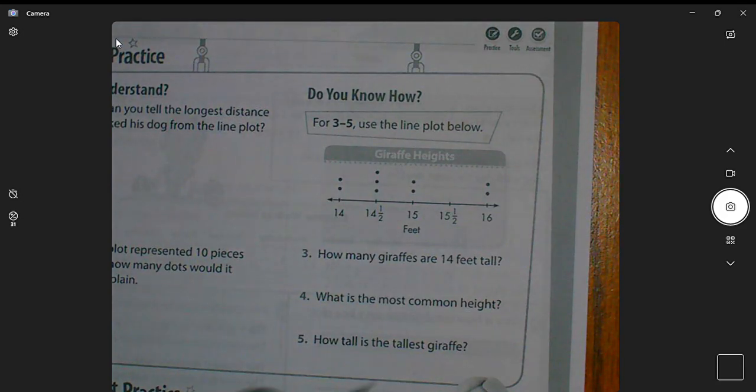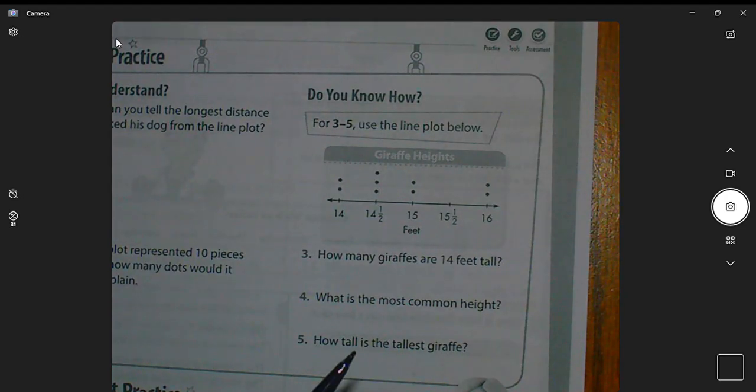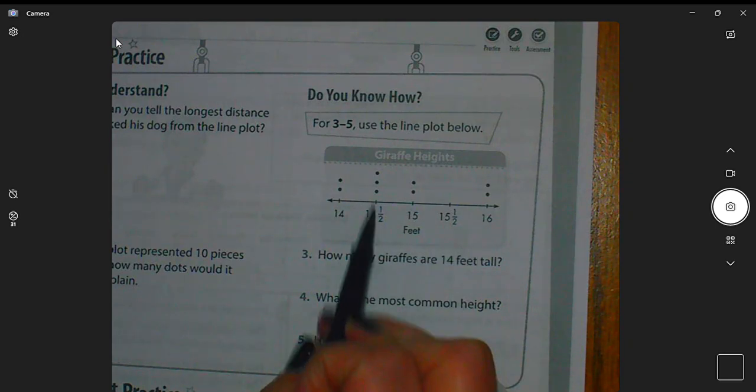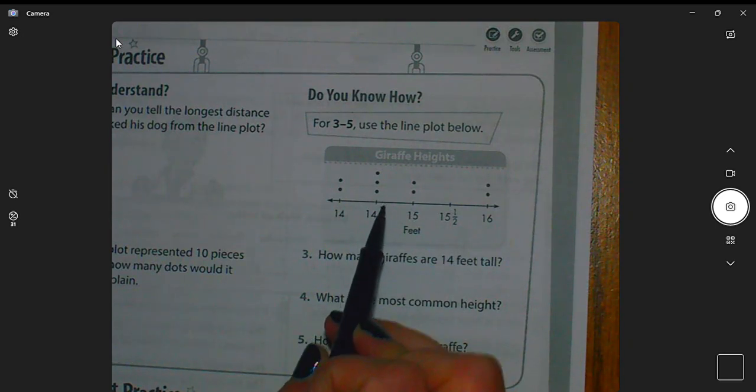Welcome back. Today we're going to learn how to read a line plot. A line plot is a numerical graph that shows the frequency of how many times something occurs.